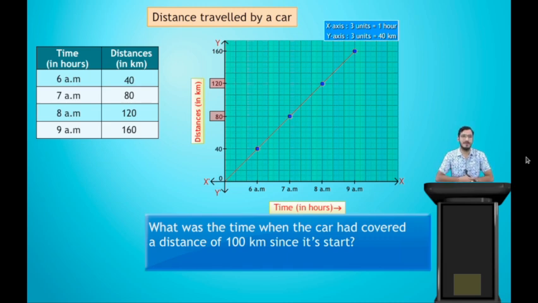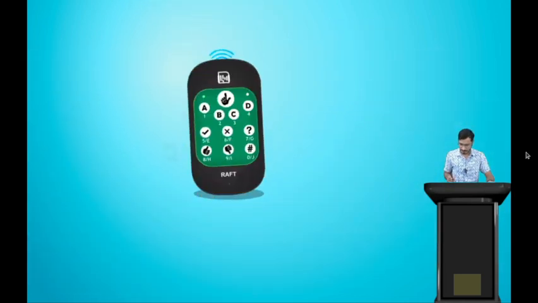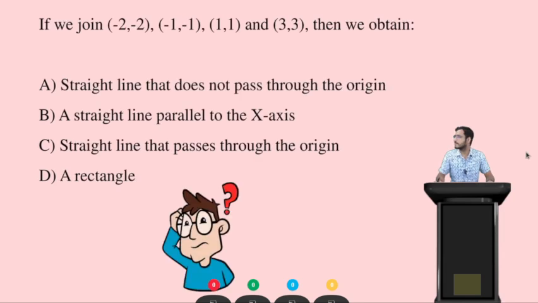Okay, now students, we have one more question here, tell me the answer. What was the time when the car had covered a distance of 100 kilometers since its start? Can you tell me? Here at 100 kilometer, the time is 7:30 a.m. The car started traveling at 6 a.m. So the answer is 7:30 a.m.